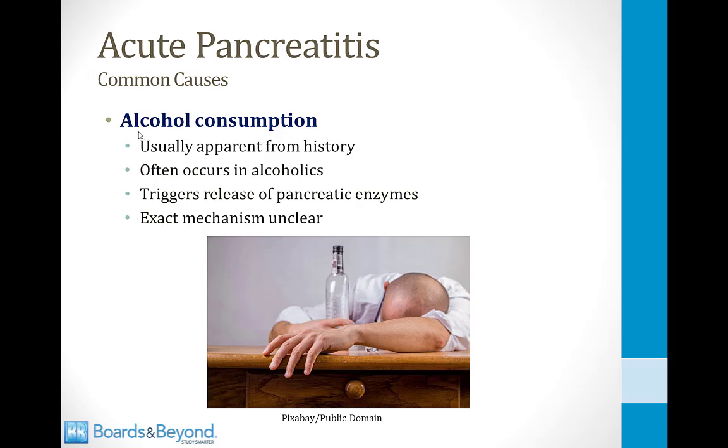Alcohol consumption is the other common trigger of acute pancreatitis. The exact mechanism is unclear. When alcohol is the cause of acute pancreatitis, it's usually clear from history. This will usually be a patient who is a heavy drinker and has just consumed lots of alcohol. It often occurs in alcoholics. For reasons that are not entirely clear, alcohol can sometimes trigger the release of pancreatic enzymes, and then you can get trypsin activating all the other enzymes as we discussed before.